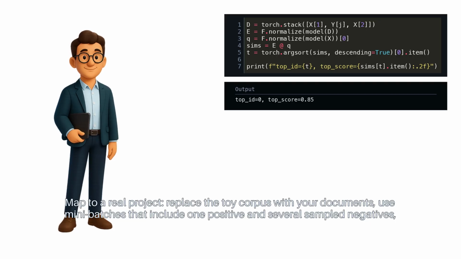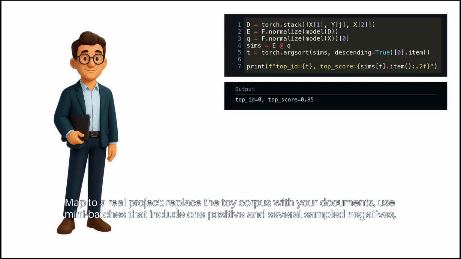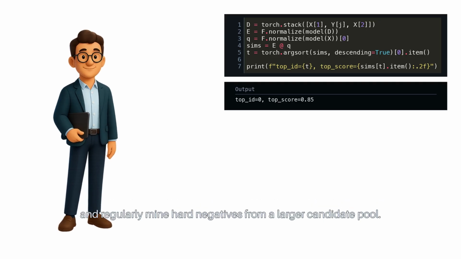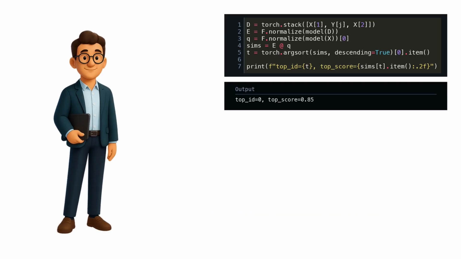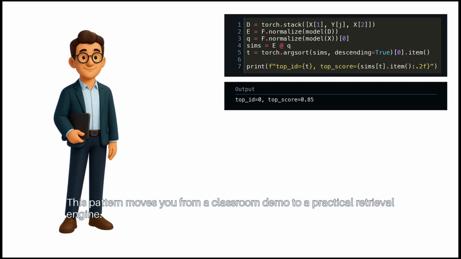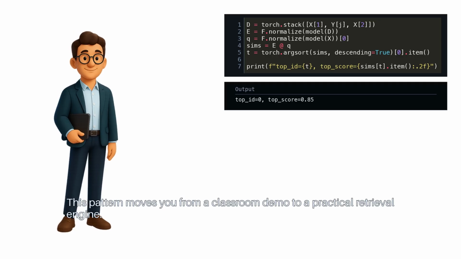Map to a real project. Replace the toy corpus with your documents. Use mini batches that include one positive and several sampled negatives, and regularly mine hard negatives from a larger candidate pool. This pattern moves you from a classroom demo to a practical retrieval engine.